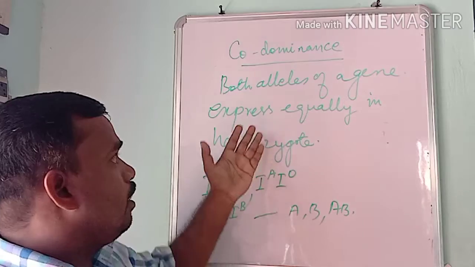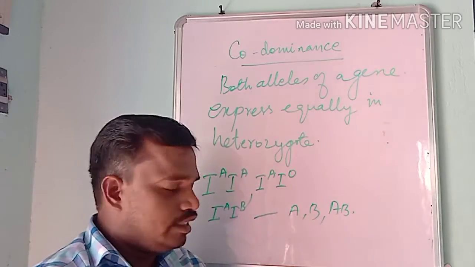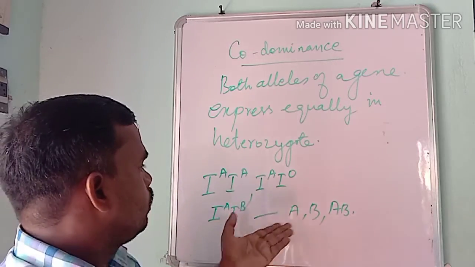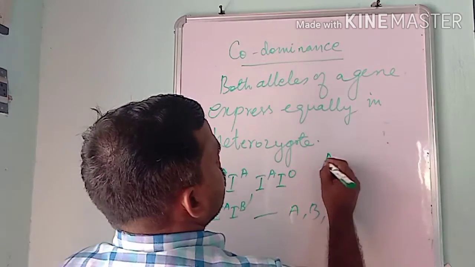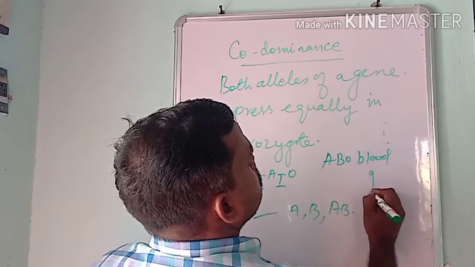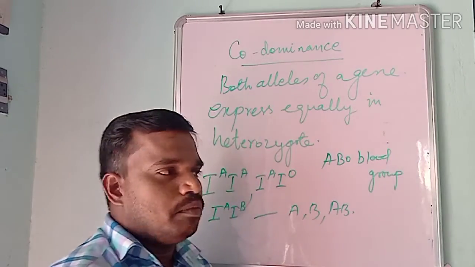In codominance theory, both the alleles of the gene express equally in the heterozygote condition. Do you understand? So the ABO blood group is the best example.